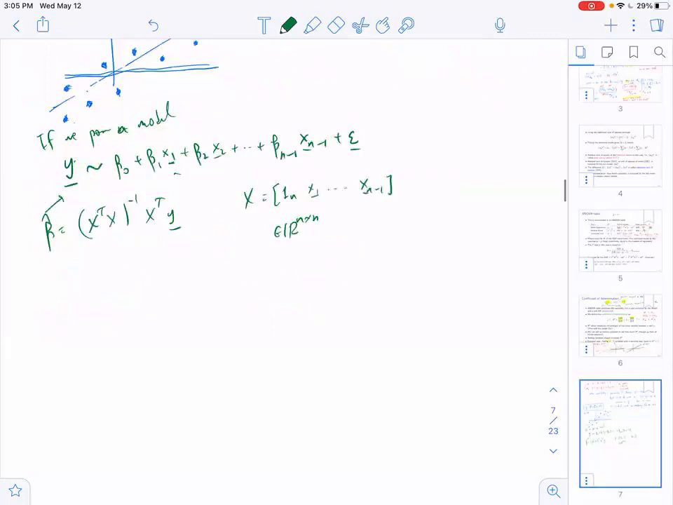But you can see what would happen. If this is the case, assume X is full rank. Then X will be invertible, because it's a square matrix.